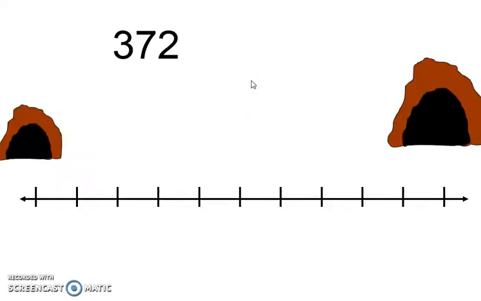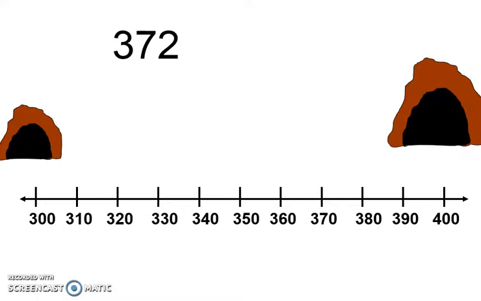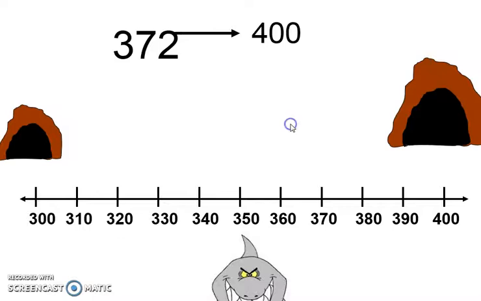If I went to the nearest 100, this is sort of like what we did at the very beginning. The 100 before 372 is 300. The 100 after is 400. I'm going to count by 10s this time. So I get my fish swimming at about 372. The shark's getting ready to come out. What would be the closest 100? Well, it's a lot closer to 400. You can see from right here, anything on this side from 350 and above is going that way. So 372 rounds to 400.